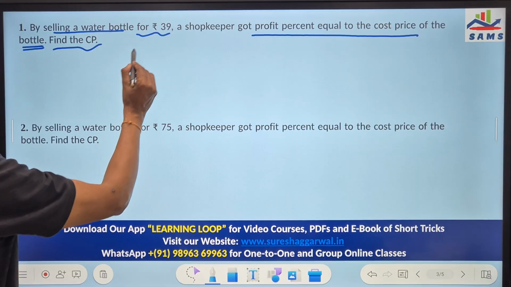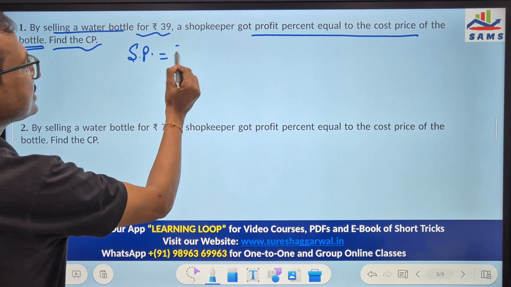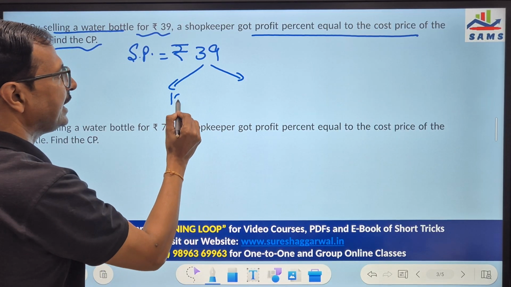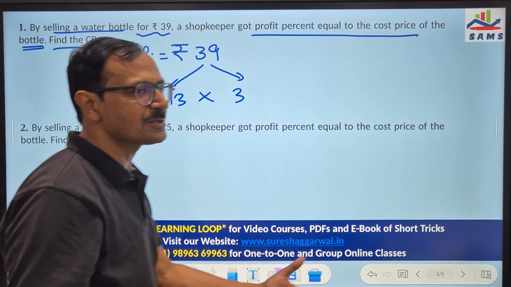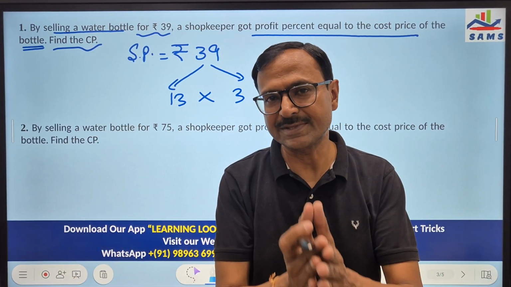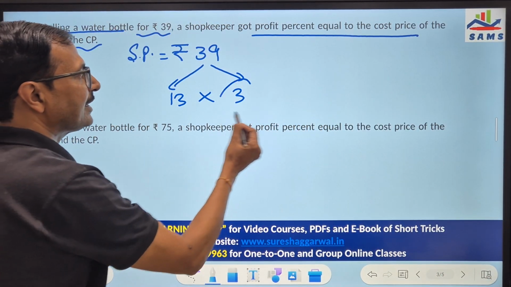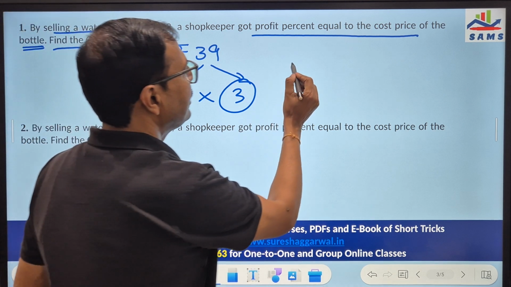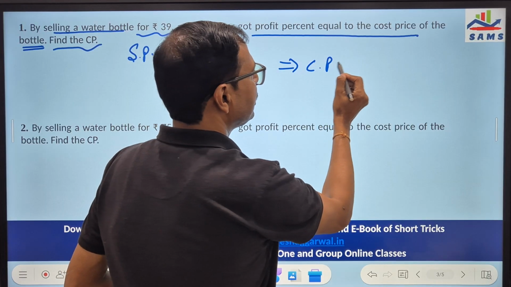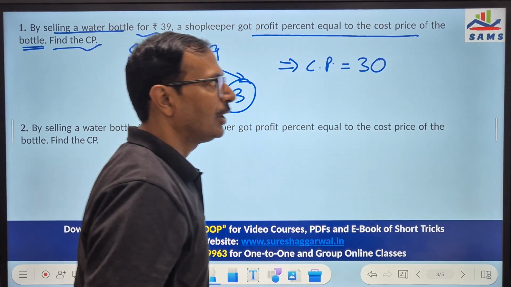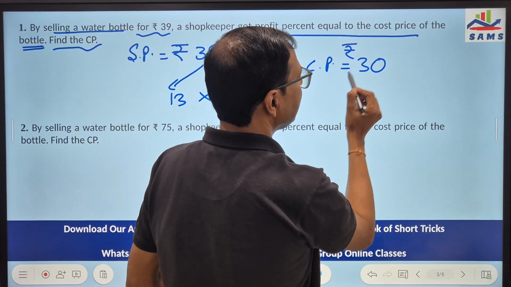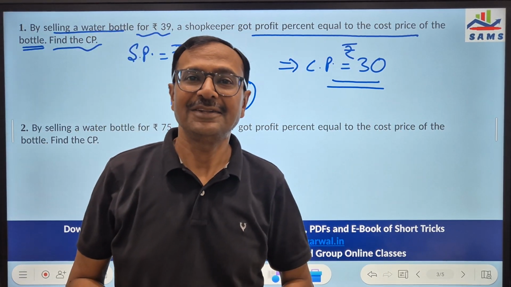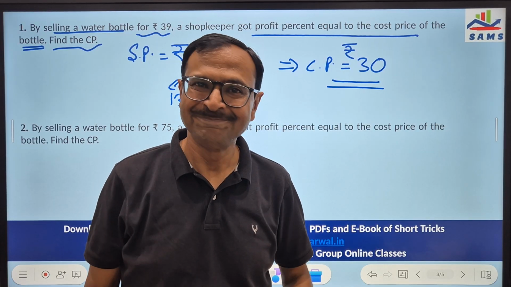Here you can see the selling price is rupees 39. And 39 can be split as 13 times 3. That's the only way you can split it, because 39 is a product of two primes, right? Now the smaller one is 3 here, and therefore the cost price will be 3 suffixed by a 0. That means rupees 30 will be the cost price of the item. Now you can check, friends, and this is not going to be wrong.